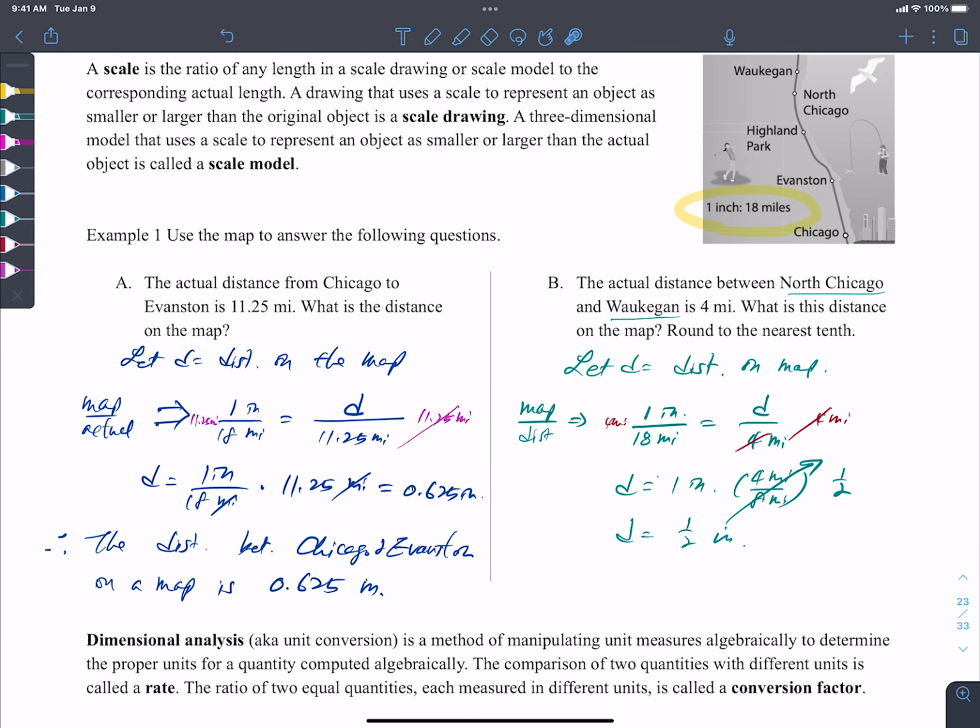Okay, so we have a dimensional analysis, right? Let's work on that problem, shall we?